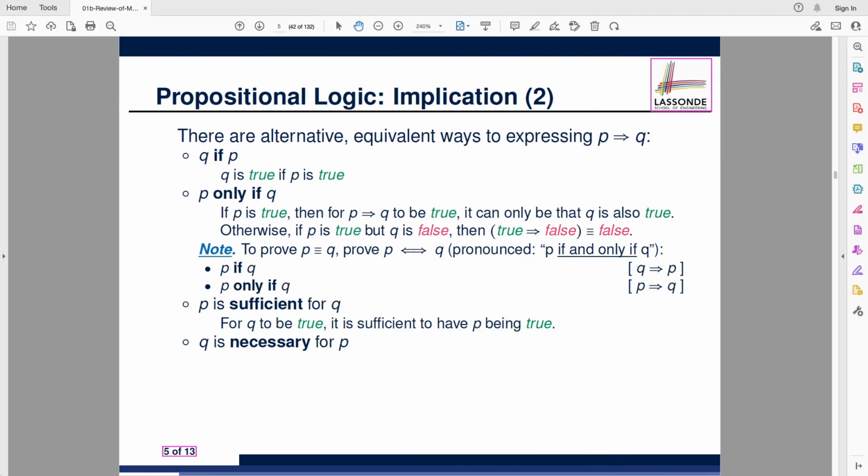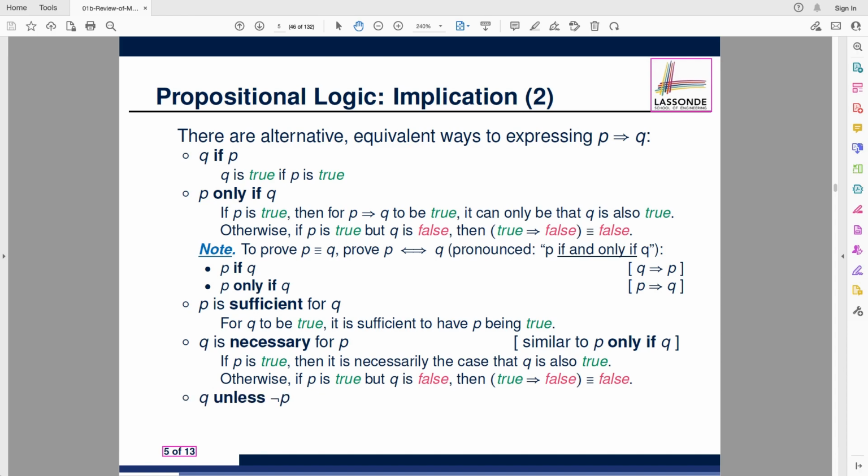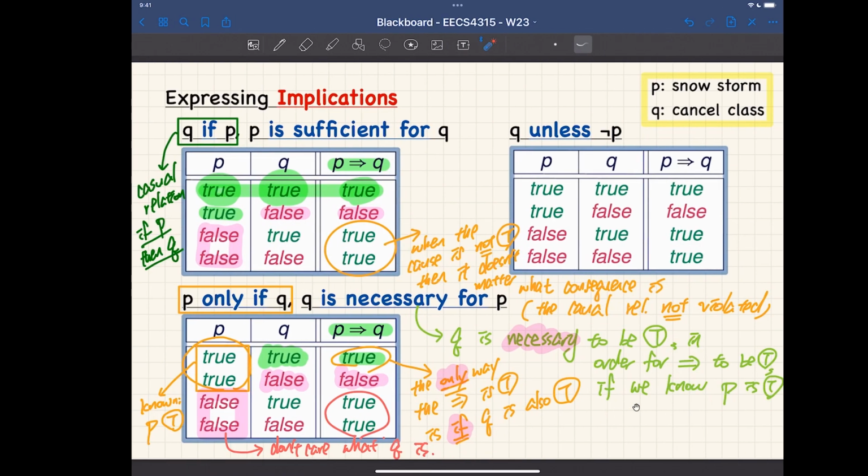The final one is the unless. Okay? Q unless not P. This one, if you really forgot what it means, just remember you have to look at the truth table very carefully in the following way. Let me give you some hints on the slides. You want to think about when P implies Q is true, and look at the truth table. Okay, let's look at that.